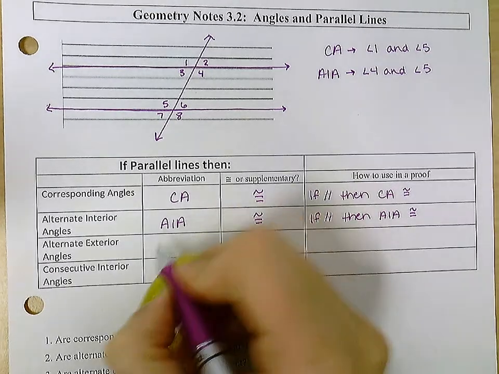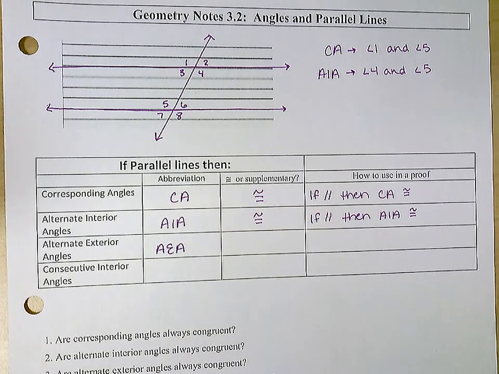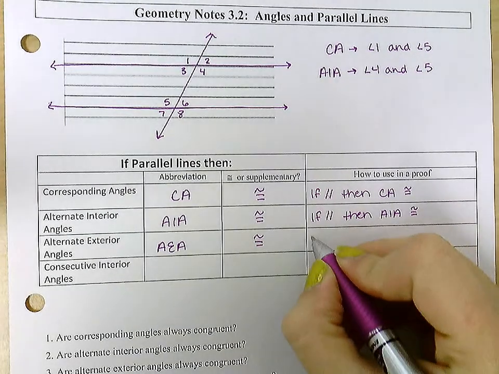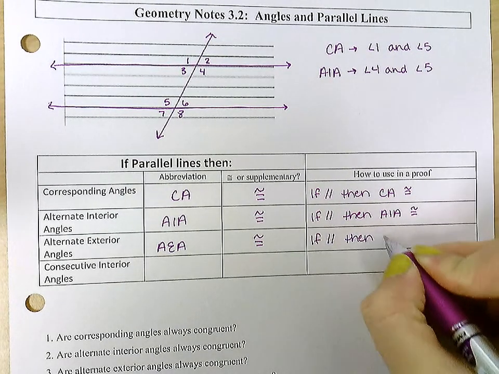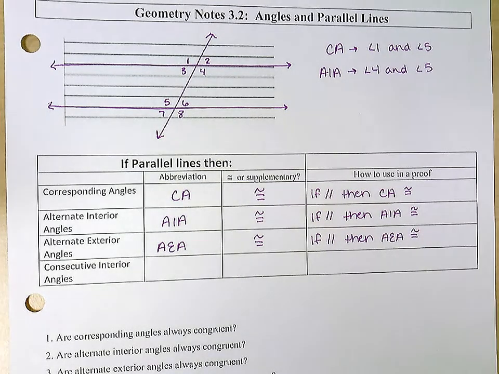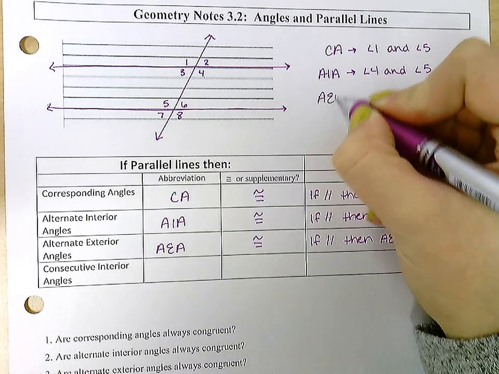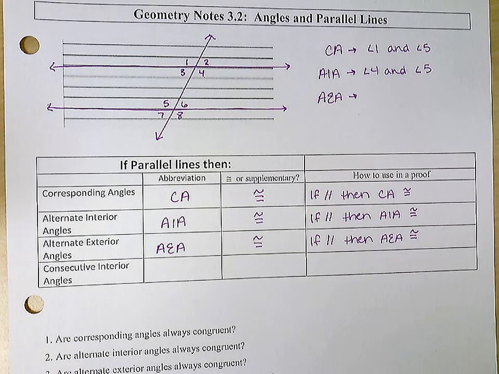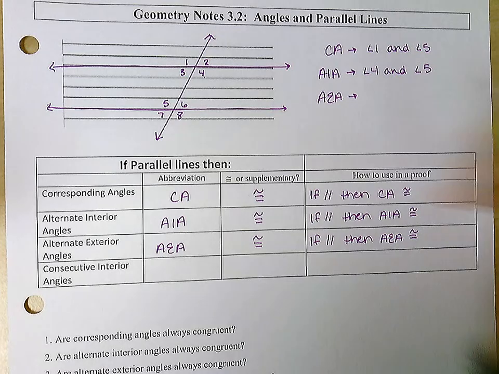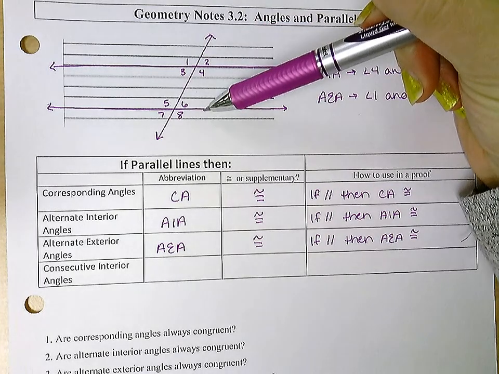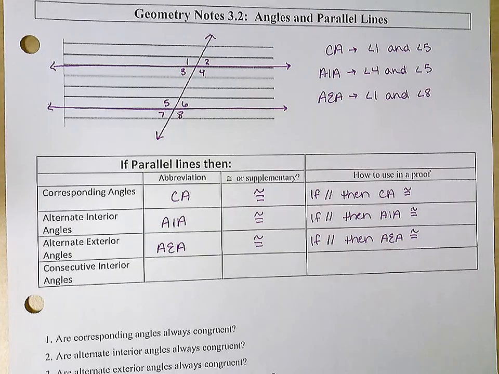Okay, next one is alternate exterior angles, which is abbreviated AEA. Okay, those are also congruent. So in a proof, we would say if parallel, then alternate exterior angles are congruent. Okay, an example of that angle pair up at the top here would be what? Alternate exterior angles. What is one example of that? 1 and 8. Okay, they are on the exterior of your parallel lines and they go across that transversal.